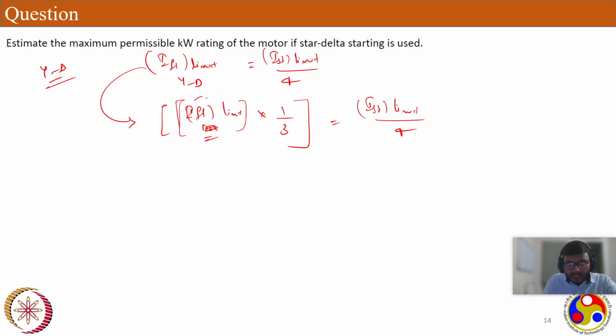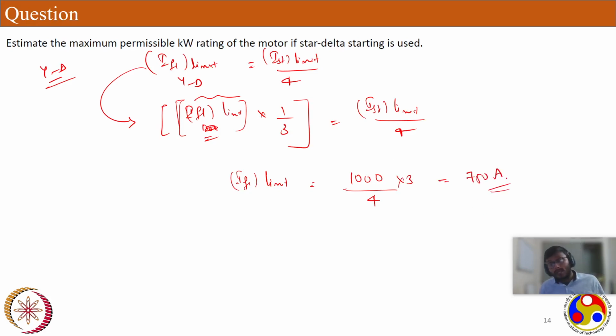Now we are trying to find this current, how much it will be and how much my starting current is going to reduce later. Now to find this current, IFL limit is equal to 1000 divided by 4, which will be multiplied by 3. So how much is this? 750, right? 250 into 3. Now I am going to get 750 amps of current here.